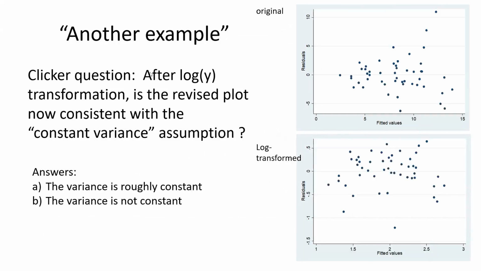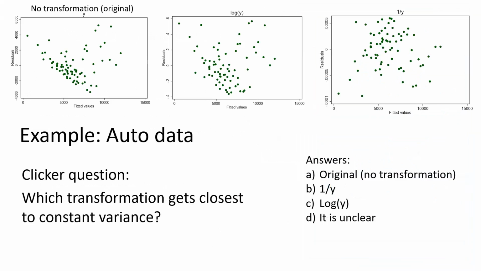Here is, I guess, what I previously called another example. Non-constant variance here, log transformation, we get this plot. Do we now have roughly constant variance? Yes or no? I leave you to answer that question, and I'm moving on to the next example, and this is the auto data. For the auto data, we had this originally, and then I have two transformations here. And the question is, which transformation gets closest to constant variance, if any?